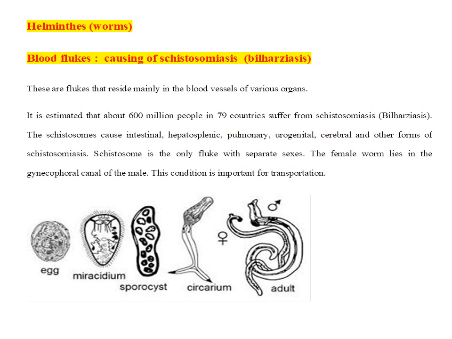Now the female worm lies in the gynecophoral canal of the male. This condition is important for transportation. Beneath, this figure shows you the life cycle stages, starting from the egg, then miracidium, then sporocyst, then cercaria, then the adult worm, male and female. In the adult form there is also an oral sucker and a ventral sucker, and the genital opening in the male.